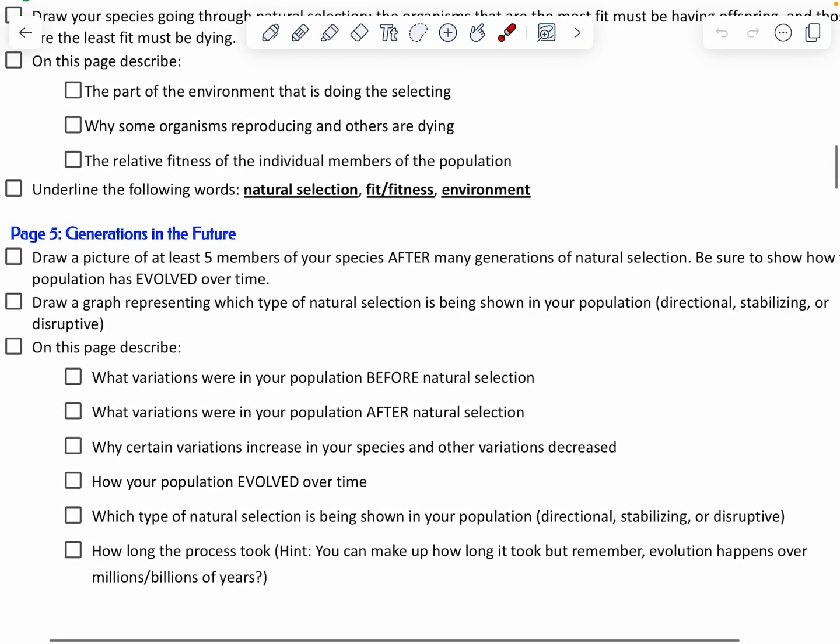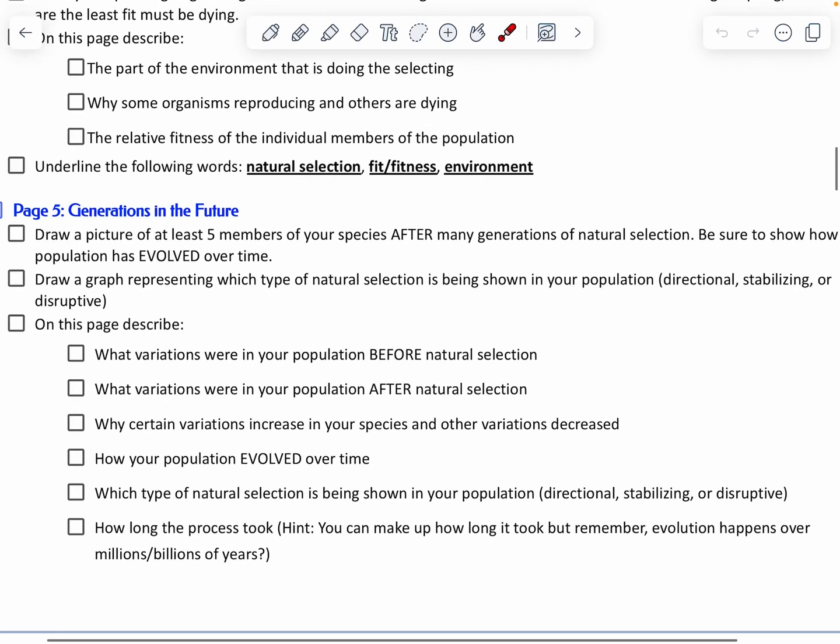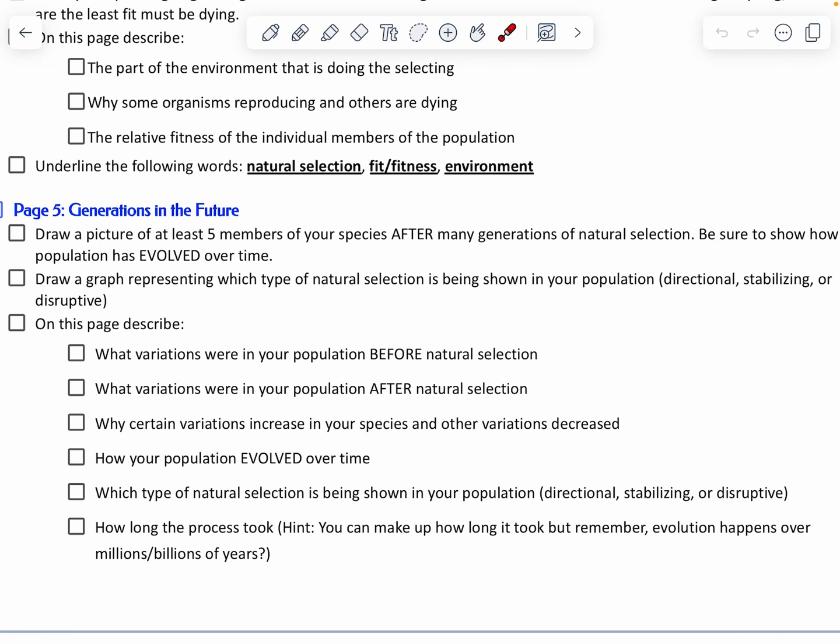And then page 5, this is where you're going to be using your graph, and you are going to have to draw a graph, either a disruptive, stabilizing, or directional graph. So you're going to show a picture of what happened after many generations, using your graph and describing the variations that happened before and then after natural selection. Why did these species increase or decrease in their variation, in their adaptation that they had? How has your population evolved over time, and then that directional, stabilizing, or disruptive type selection? And then also how long the process took.